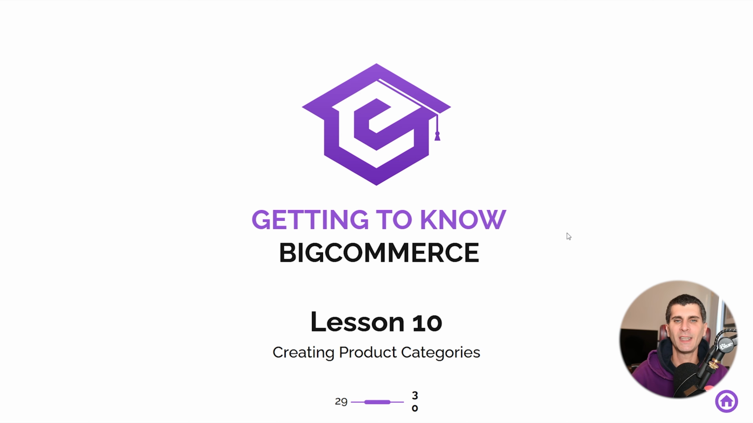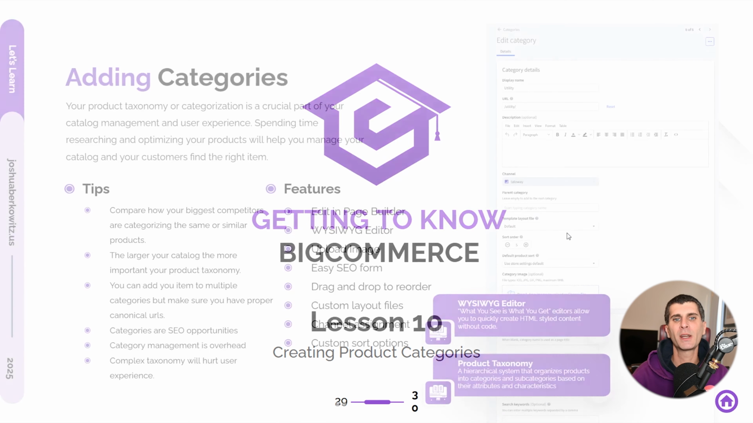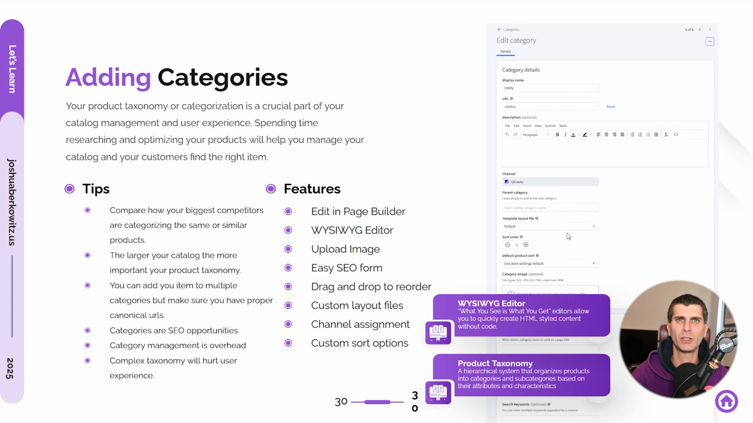Welcome to Lesson 10, Creating Product Categories for Your Store. Your product taxonomy or categorization of your products inside your e-commerce store is a crucial part of your catalog management and user experience. Spending time researching and reviewing your competitors, as well as industry standards, will help you create a product taxonomy that is both useful to you for the management experience of your product catalog and for your users to find the right product quickly.